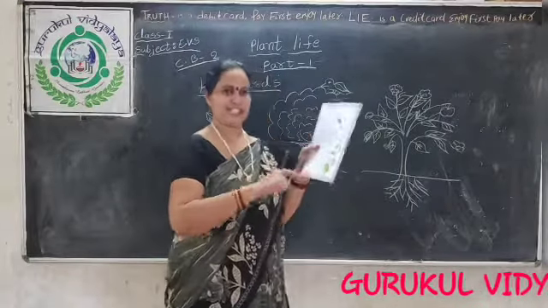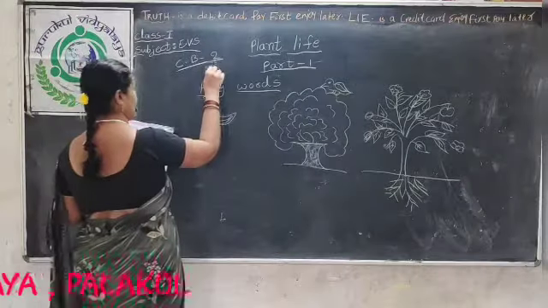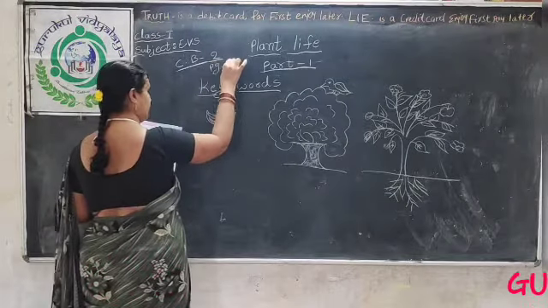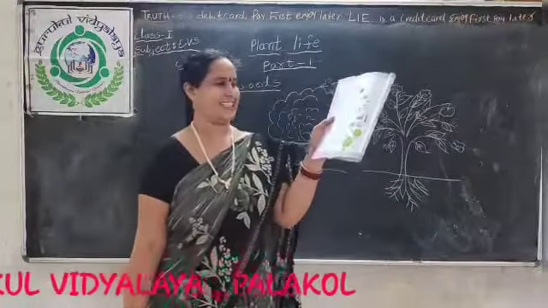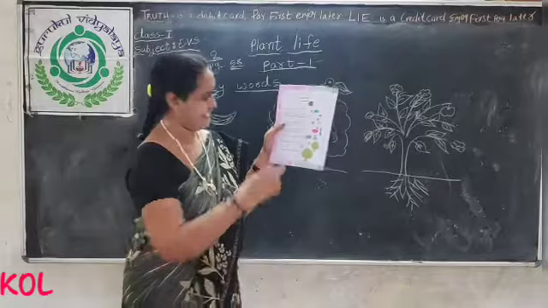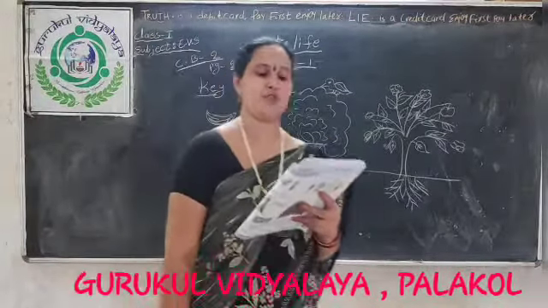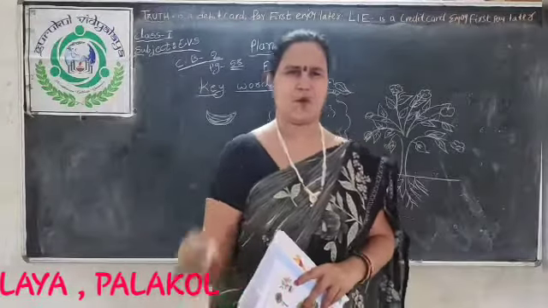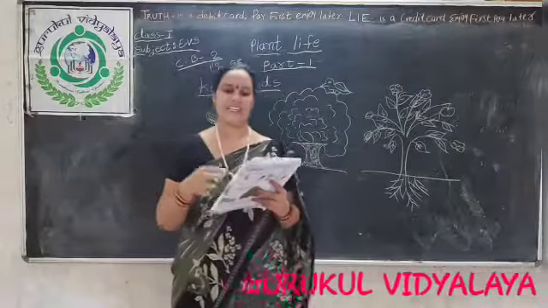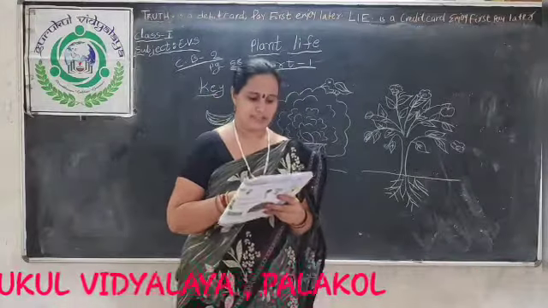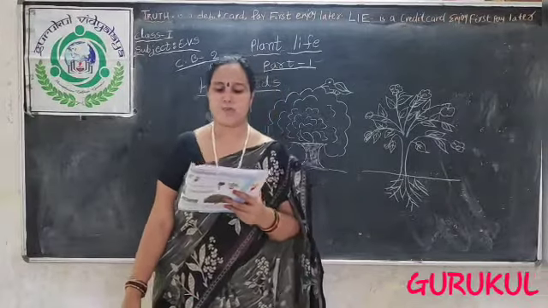Okay, children, first see here. See this page, page number 58. This is also about the small bird, the small bird story. See the text. First, the little bird wanted to make a nest. First of all, it flew around and came across a small plant.